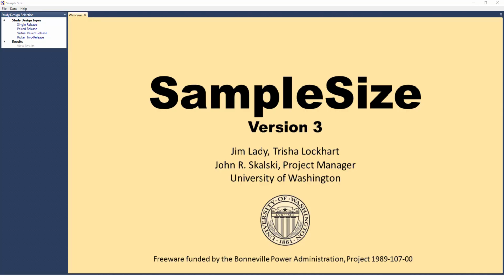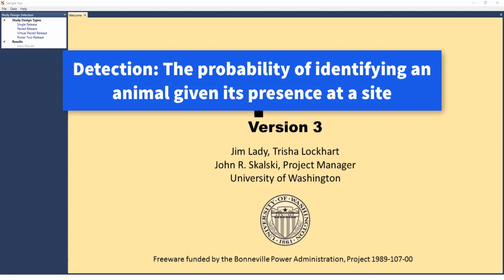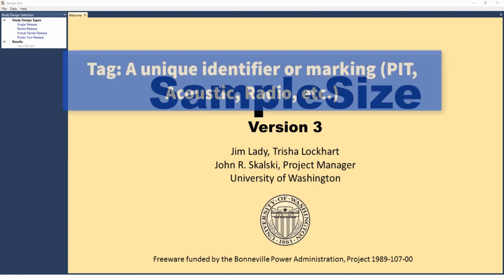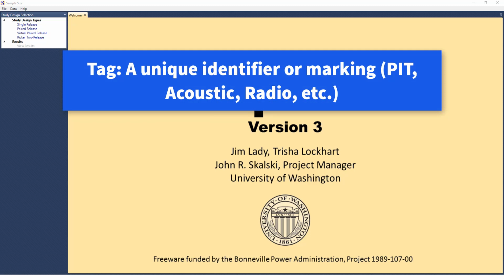There's some terminology that you'll need to be familiar with when you're using the program, and those words include detection, tags, mark recapture, site, and reach. Detection is used interchangeably with the word recapture. We are talking about the process of determining whether a specific animal is present at a site. This can be determined without actually recapturing the animal.